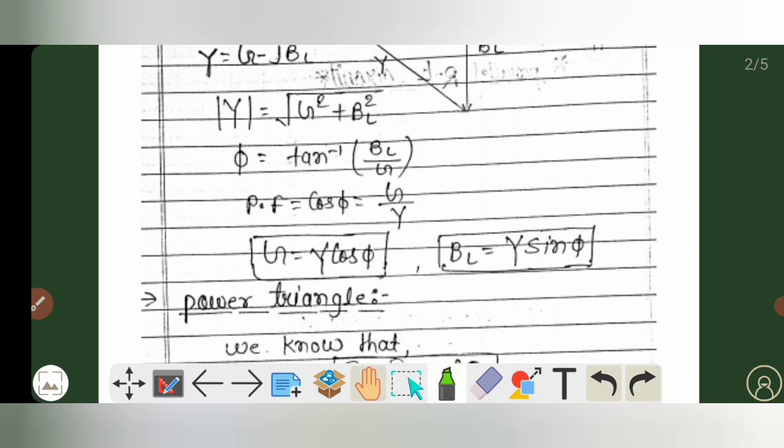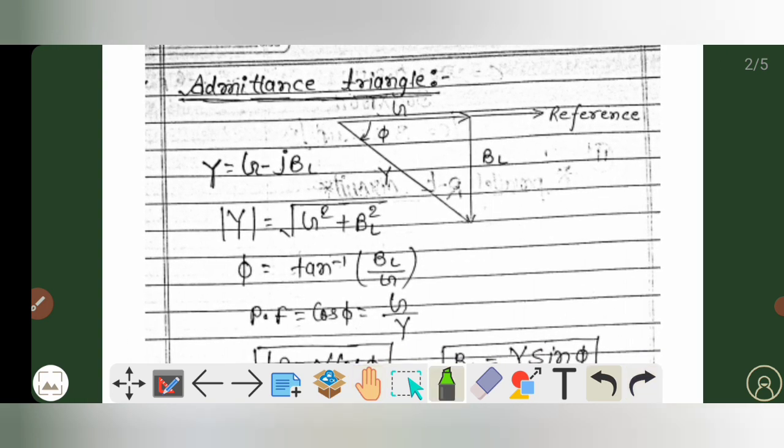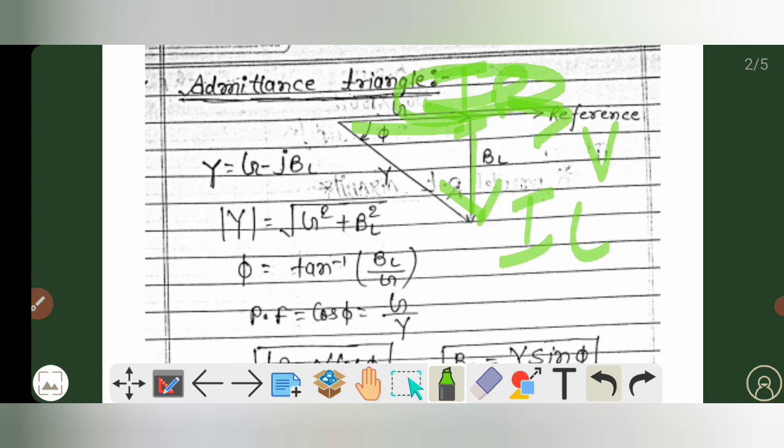So my dear friends, the main focus is to draw the admittance triangle. First of all, we will draw the admittance triangle. Now this will be the voltage as a reference, and this will be the current across the inductor, IL, and this will be IR. In IR there is a resistor; this is the current across the resistor. And we also know that G is proportional to IR, so this will be denoted by G. And this is the current across the inductor.